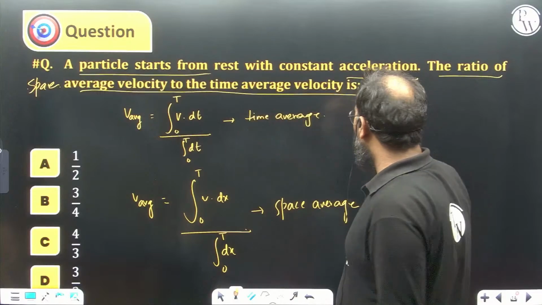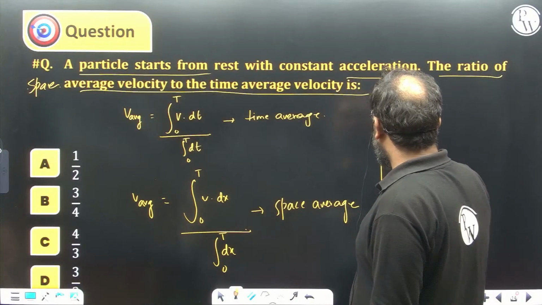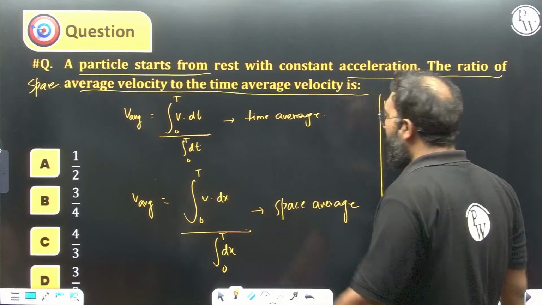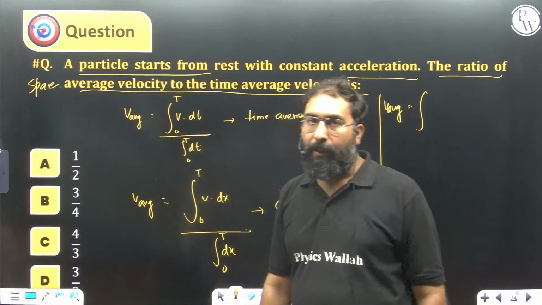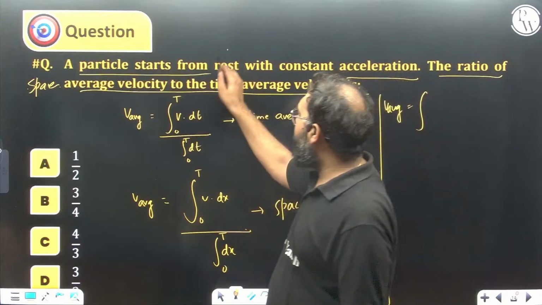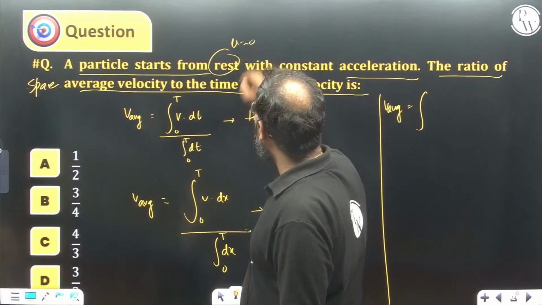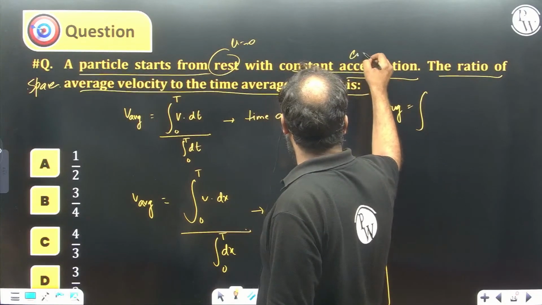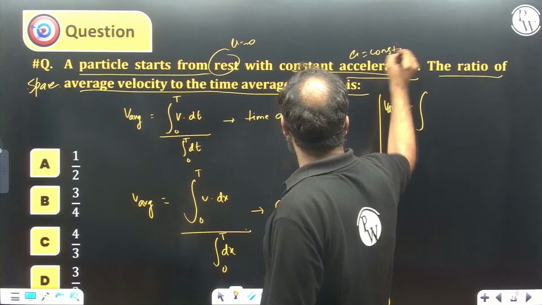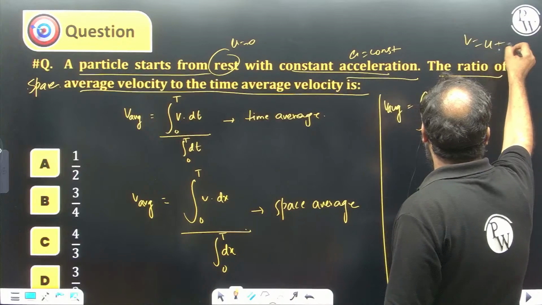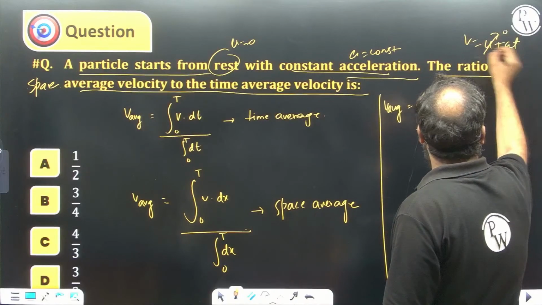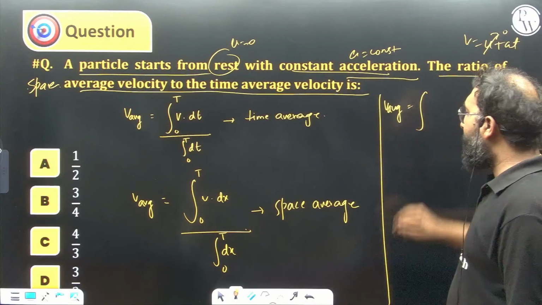So calculating the first one, this V average is what? Integral V dt. And how do we write velocity in terms of time? Let's say it starts from rest, which means the initial velocity is 0, with constant acceleration. A is constant, it means I can use the equations of motion. So I know that V equals U plus AT, right? So U is 0, and velocity can be written as acceleration into time.